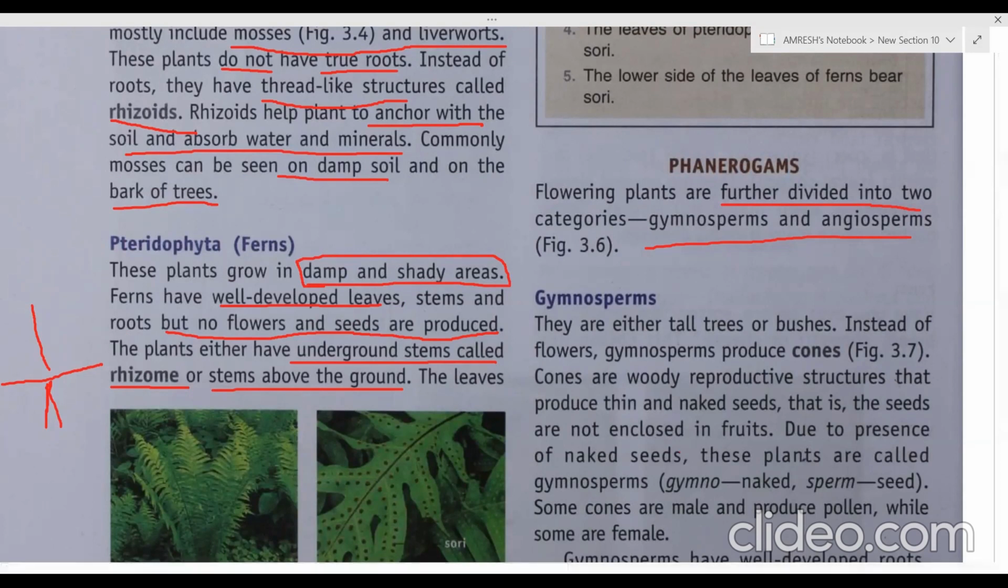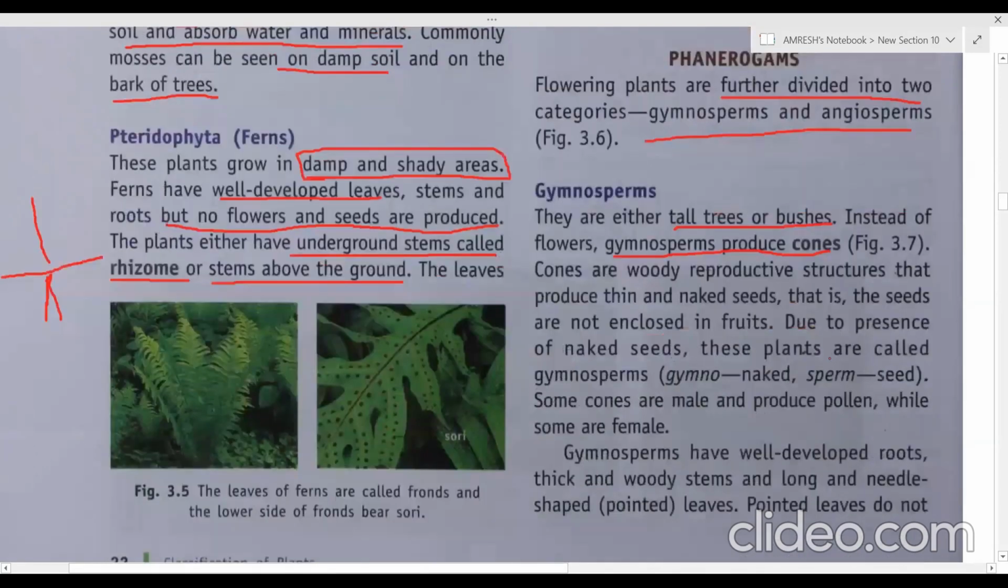So gymnosperms, they are either tall trees or bushes. Instead of flowers, gymnosperms produce cones. They produce cone-like structures. They do not give your bright flowers, they produce cones. Cones are woody reproductive structures. See, a flower in a plant is a reproductive structure. They help in reproduction. So cones are the woody reproductive structures that produce thin and naked seeds.